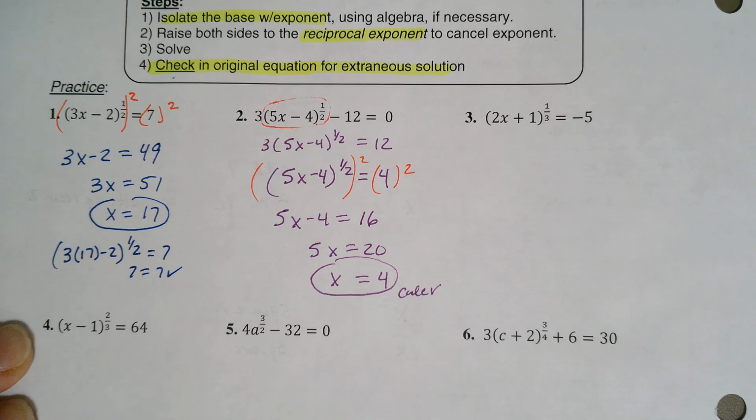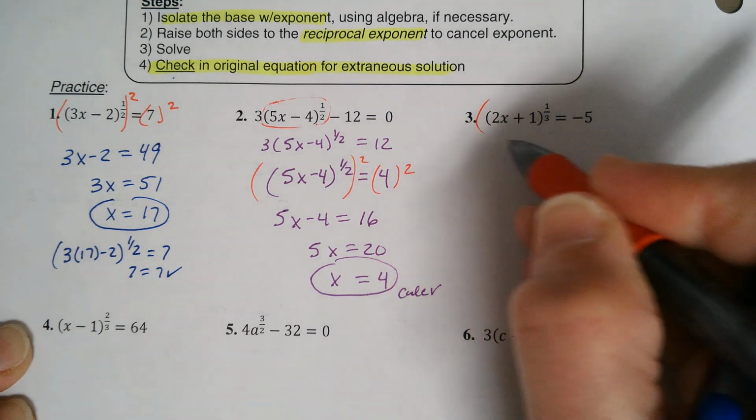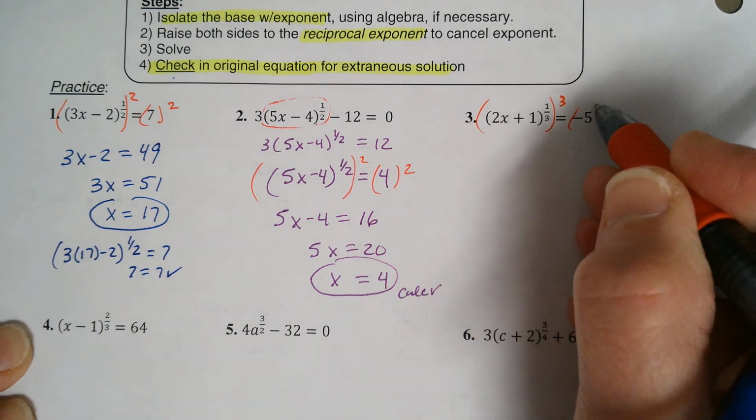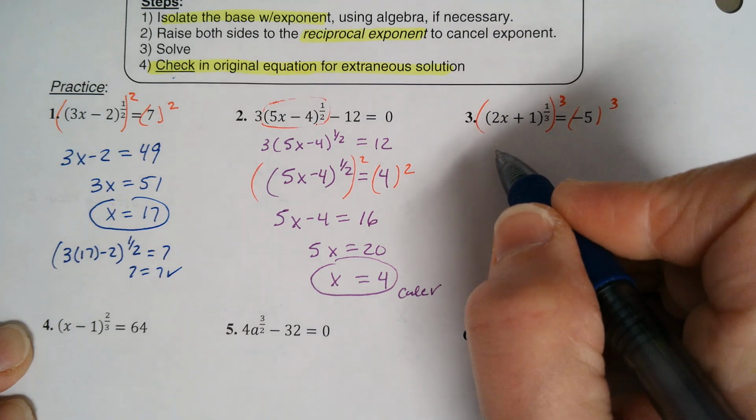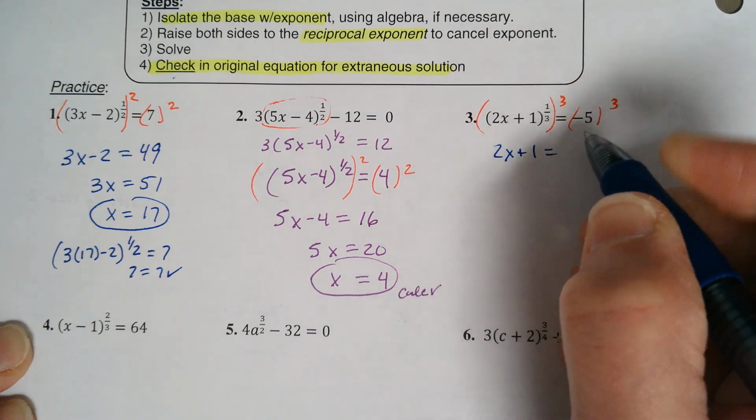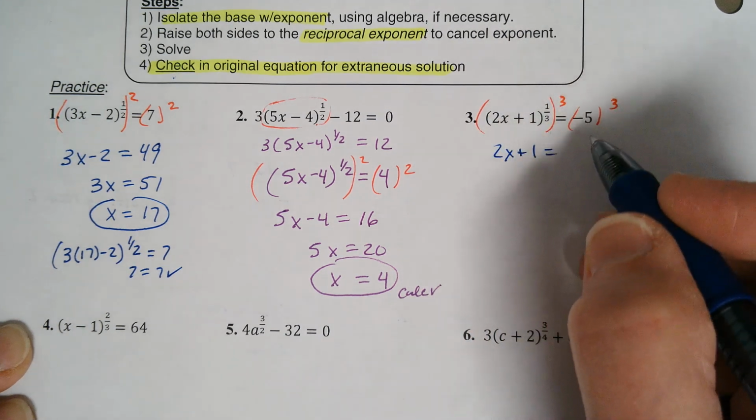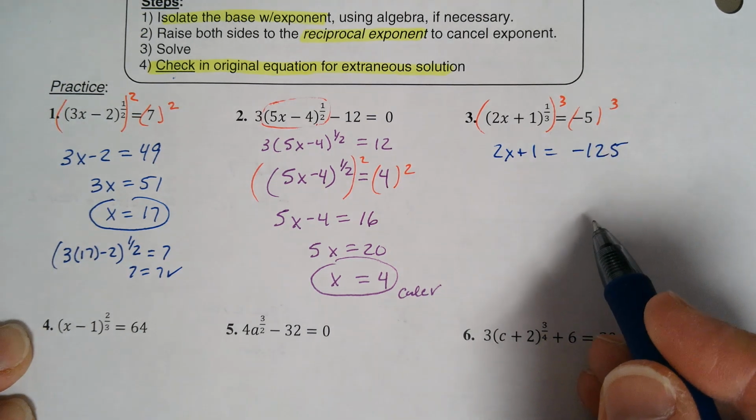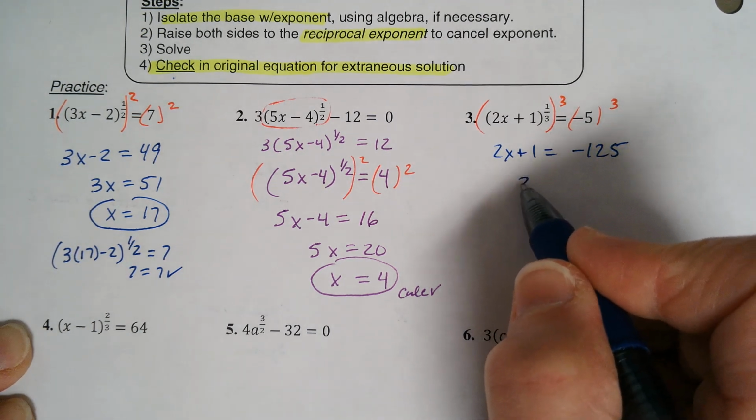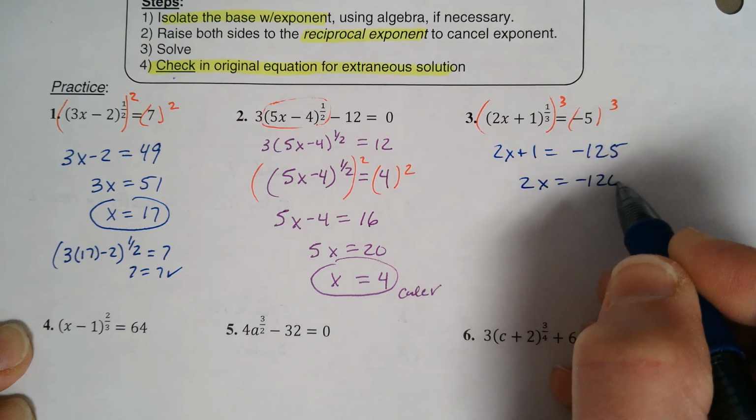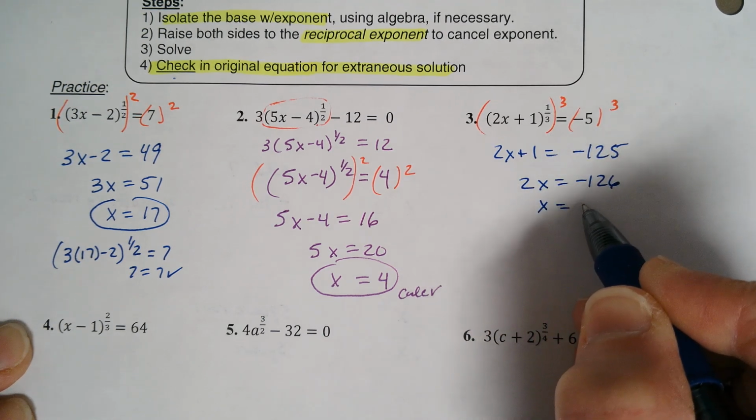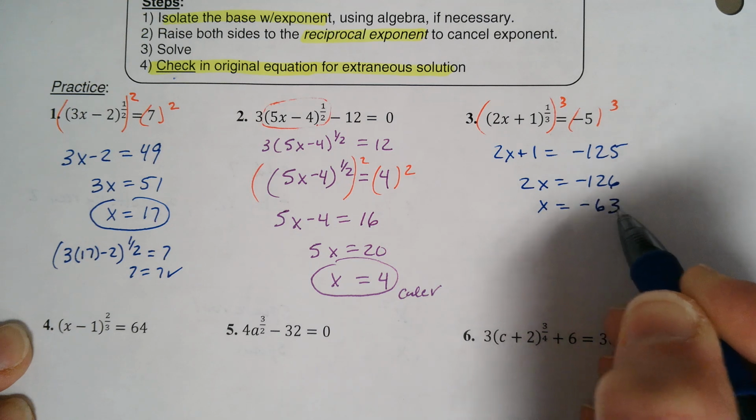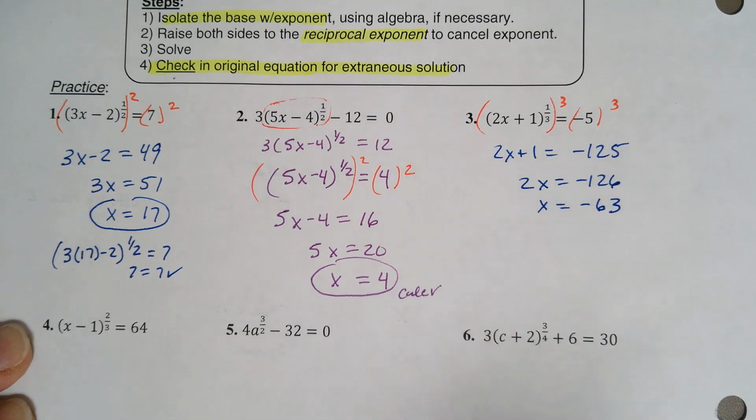Number 3. Okay, raising both sides to the reciprocal of 1/3, which is 3. We have 2x plus 1 equals negative 5 raised to the power of 3 is negative 125. Subtract 1, negative 126, divide by 2, x equals negative 63. Checking.